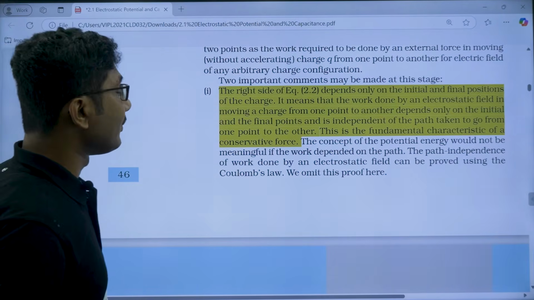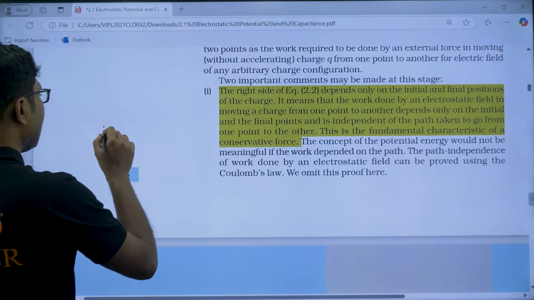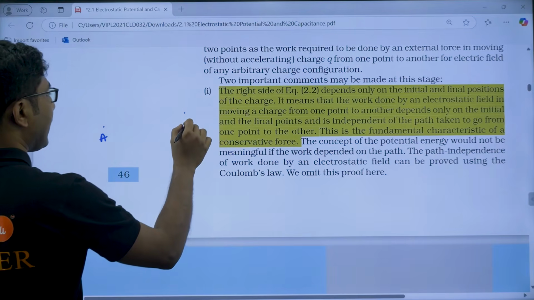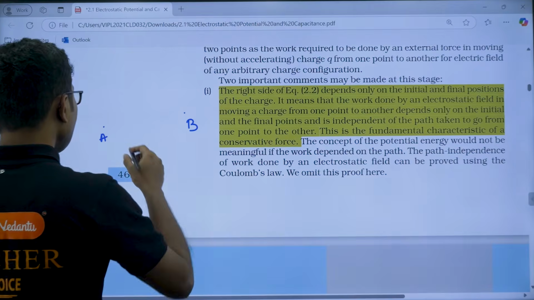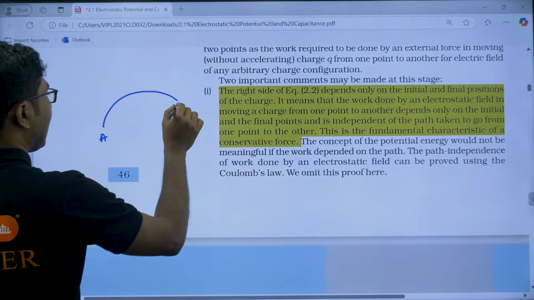So what is the meaning of this? Suppose this is point A, this is point B, and you are taking a charge. There is an electric field present somewhere, and you are taking a charge, say, along this path.